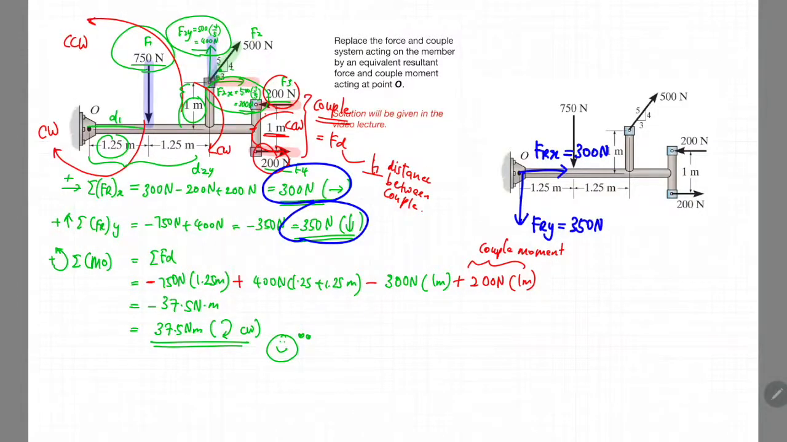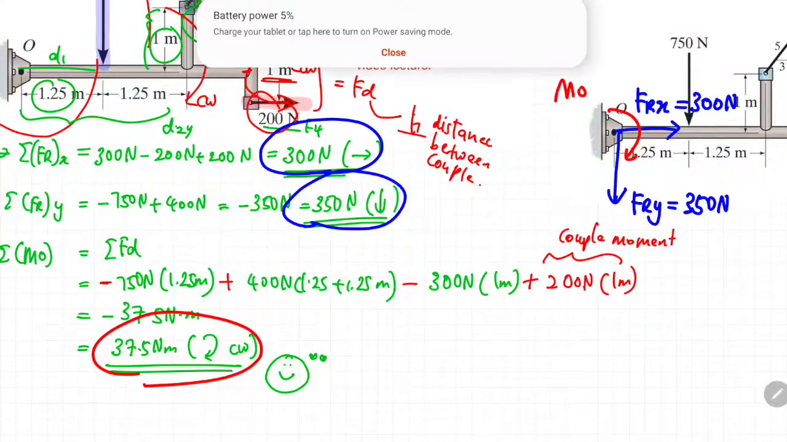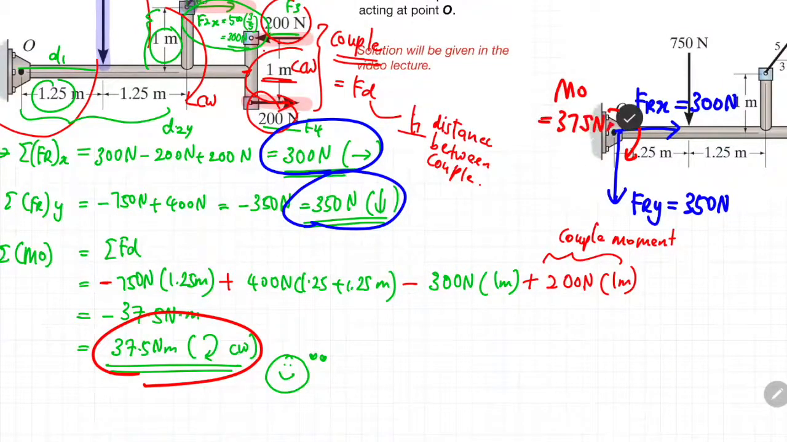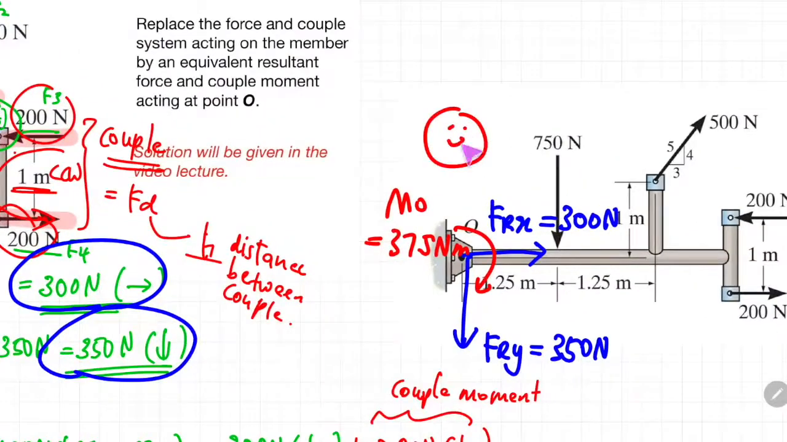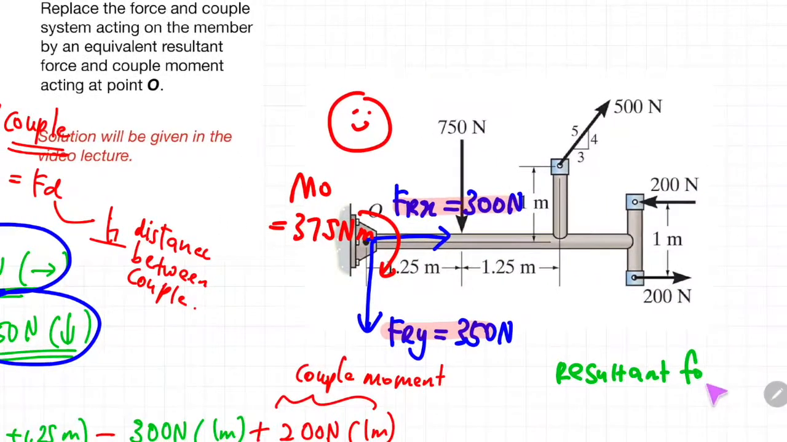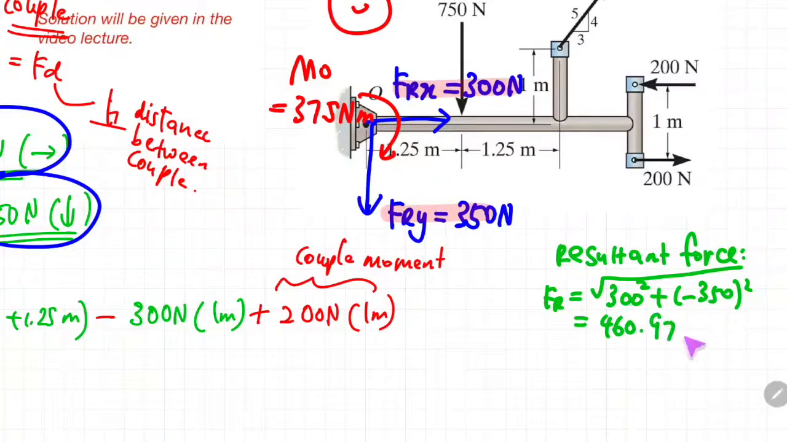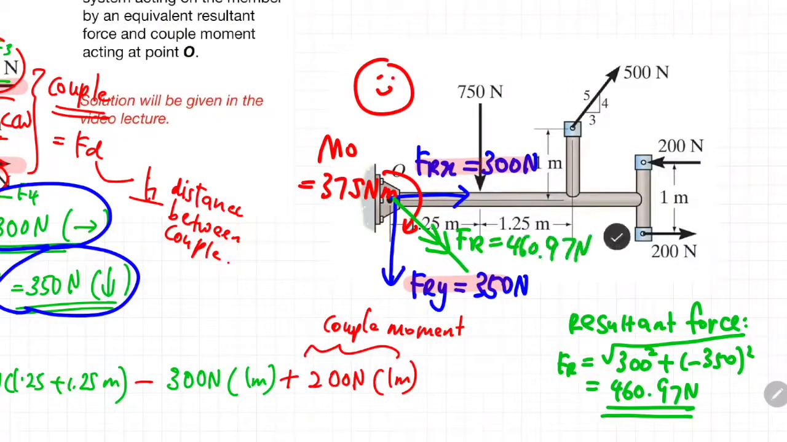Correspondingly, we also know that there is a moment at point O with a magnitude of 37.5 Newton meter in clockwise direction. Actually, I can further simplify this by finding the resultant of the external forces acting in the x and also the y direction. So you know that the resultant force is equivalent to the square root of Frx squared plus Fry squared. If you substitute all the values into your equation, you will get a resultant force of 460.97 Newton. The direction of the resultant force would be somewhere in between the x and the y forces.